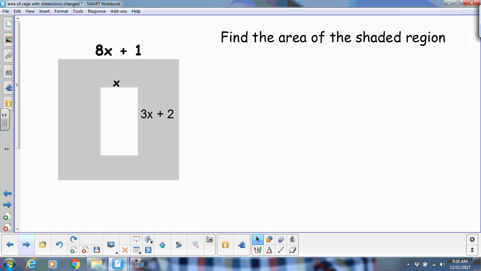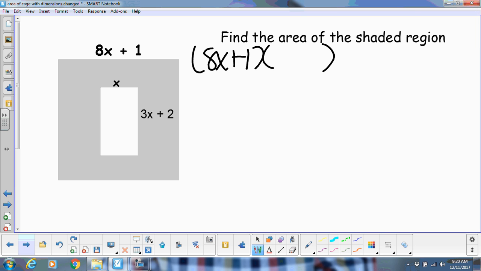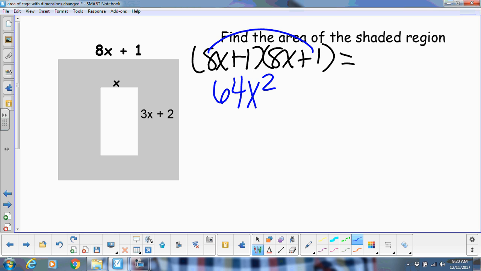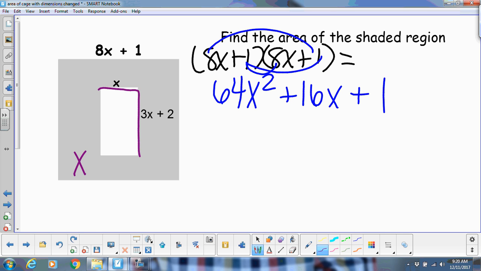Hang on. You do 8x plus 1 times what? Nope. Nope. Oh, it is 8x plus 1. My bad. It's a square. I was looking at the 3x plus 2. Okay, so work that out. What's 8x times 8x? 64x squared. All right, this gives me 8x. This gives me 8x. That gives me a total of 16x. And 1 times 1 is 1. All right, that's the area of the big square. Now we've got to do the little one, which is just going to be x times 3x plus 2, which gives me 3x squared plus 2x.